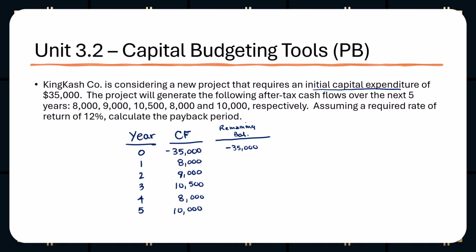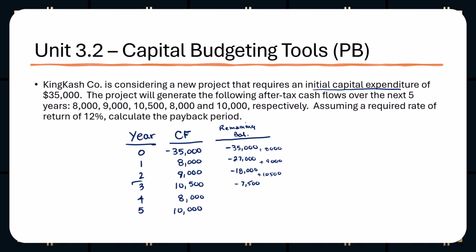We're going to receive the 8,000, so we're going to add 8,000 to that. That's going to leave 27,000. We're then going to add the 9,000 that we receive at the end of year 2. That's going to leave us with 18,000 in a remaining balance at the end of year 2. We're then going to add that 10,500, and what we see is that our remaining balance would be $7,500, and the next cash flow is larger.